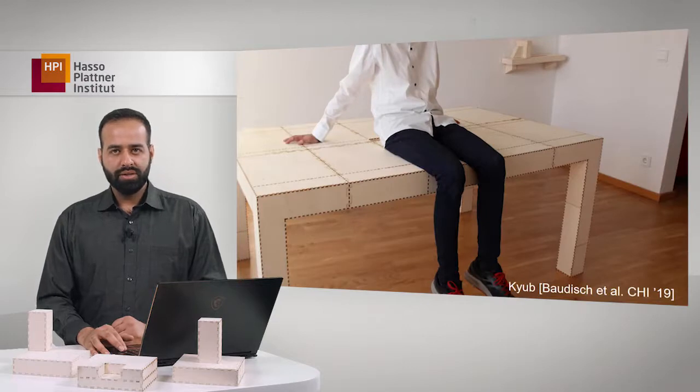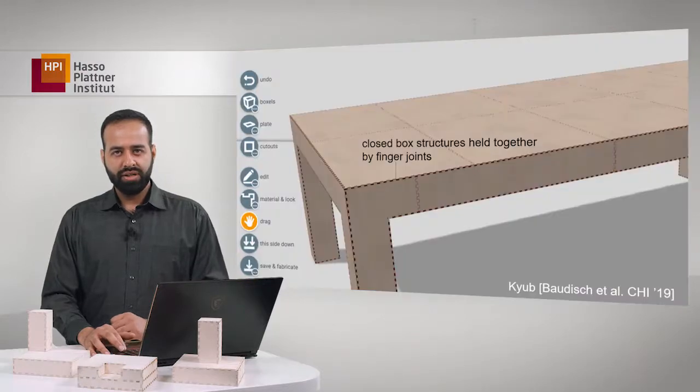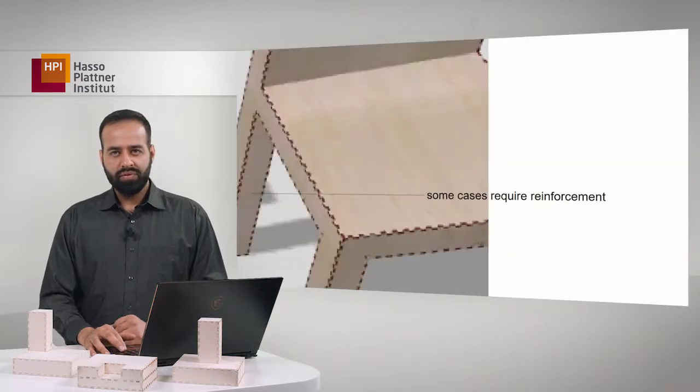Recently, a good amount of progress has been made around laser cutting systems that allow users to model in 3D, such as FlatFab or, as we see here, Cube. The key benefit of Cube is that it's designed to create things that are very, very strong. And it achieves that by making models based on what we call closed box structures, which are held together by finger joints. This is all good and fine, but as it turns out, some models require additional reinforcement.